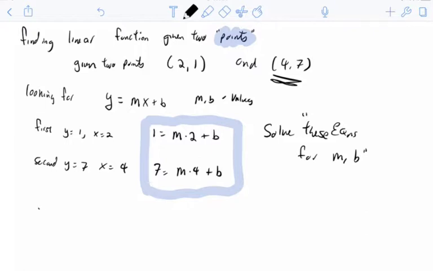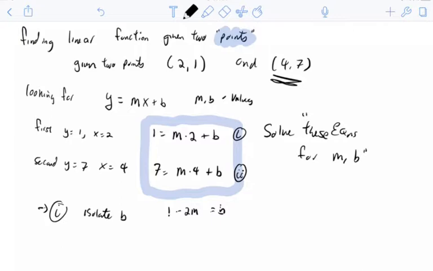Step 1, you're going to take the first equation, that one. That's equation I. You're going to take I, the first one, and rearrange it, isolating b, one of the variables. We want to figure out what the value of b is. So I'm going to rearrange this expression so that b is alone on one side. I'm going to subtract 2m from both sides. 1 minus 2m is equal to b.